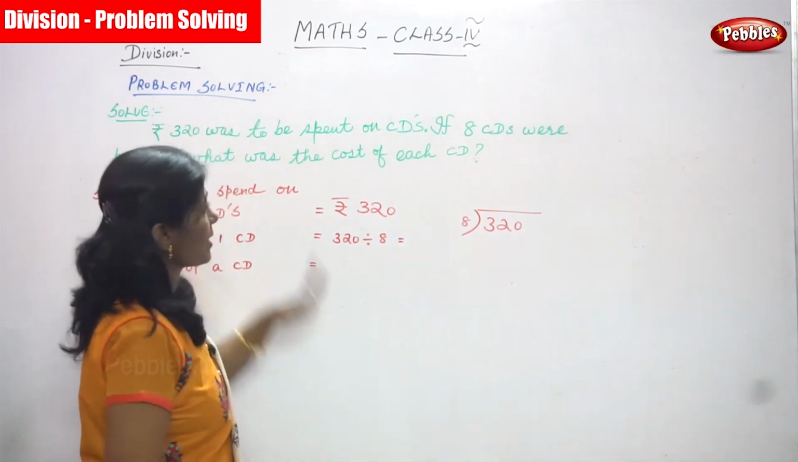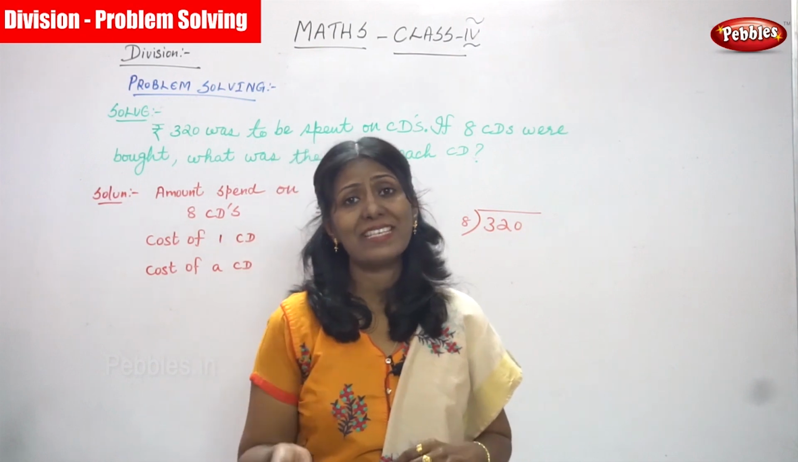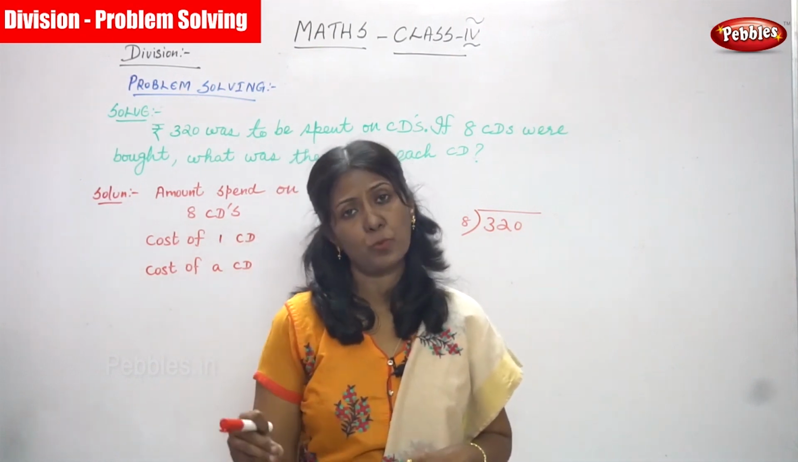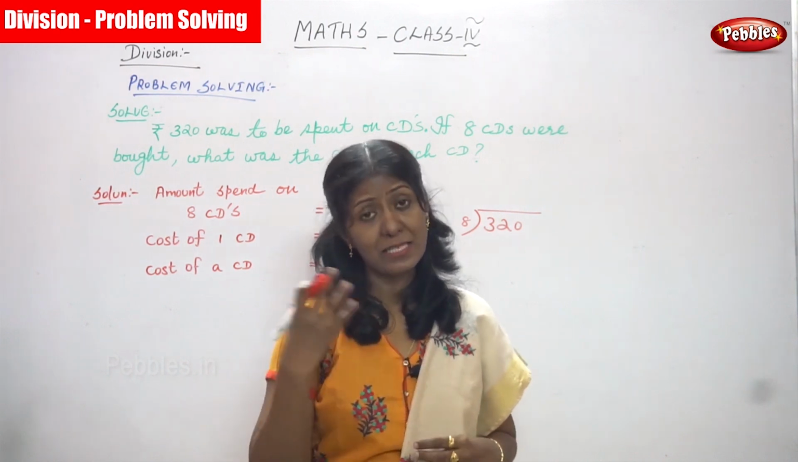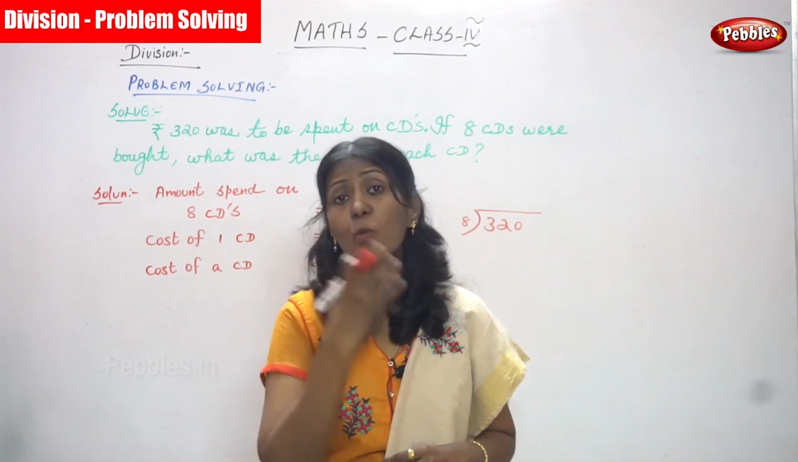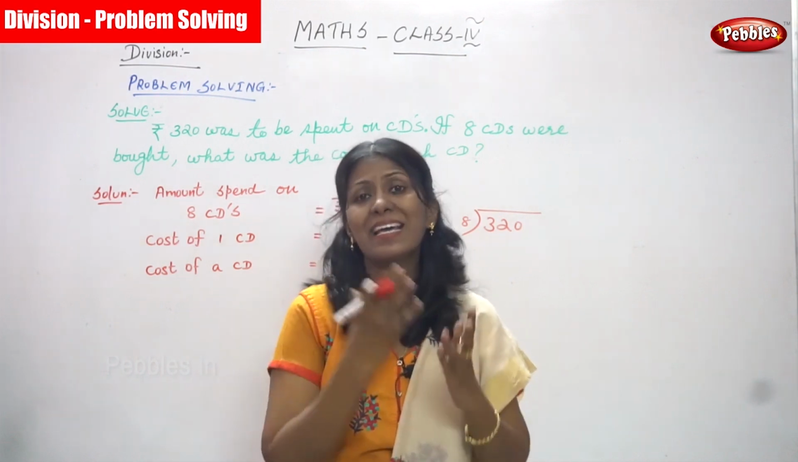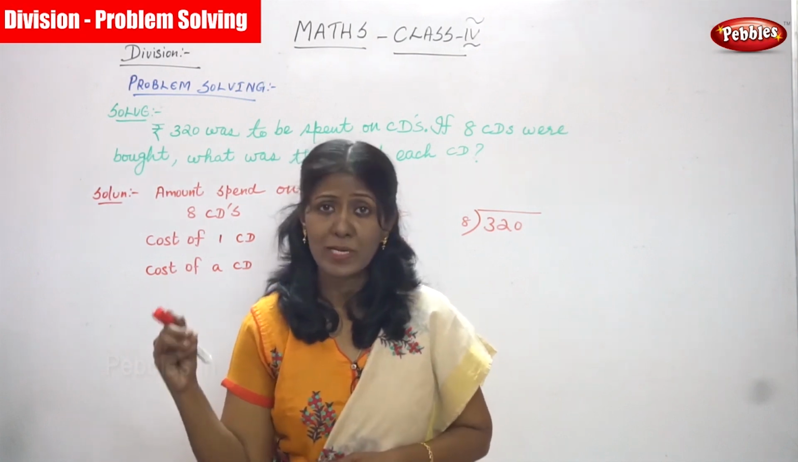So they spent money for 8 CDs. The amount is 320 rupees. I'll repeat once again. They spent money for CDs. That means how many CDs did they buy? That is 8 CDs. They spent 320 rupees for 8 CDs.